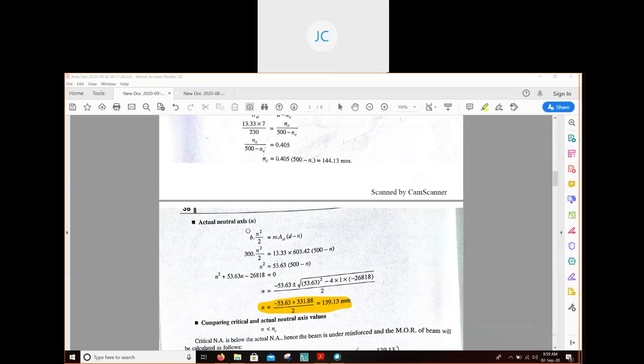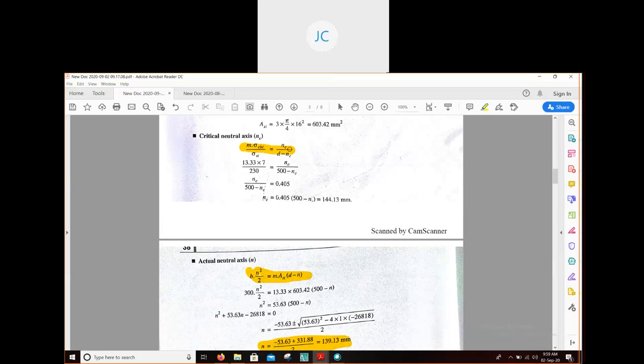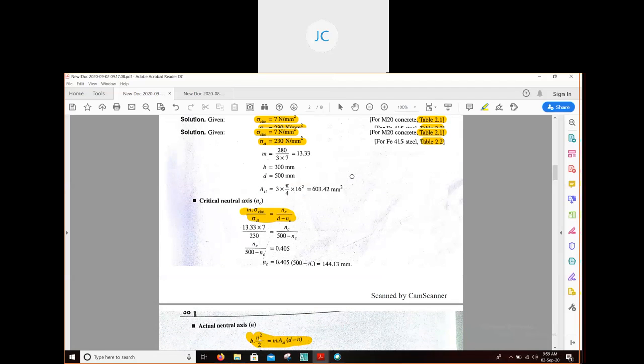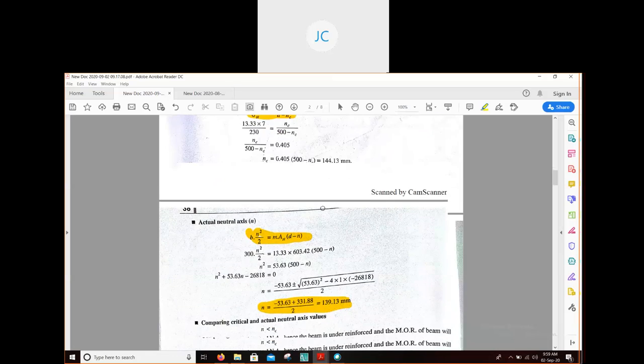These formulas you have to remember. Okay, this formula, then this formula, these formulas you have to remember. M is 280 divided by 3 sigma CBC, this formula. These formulas you have to remember.